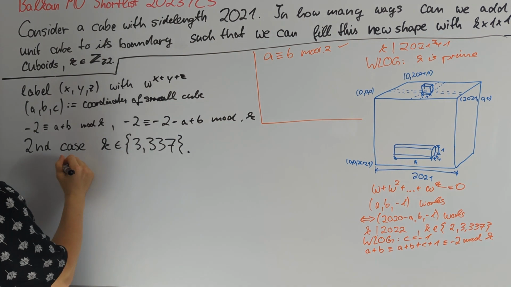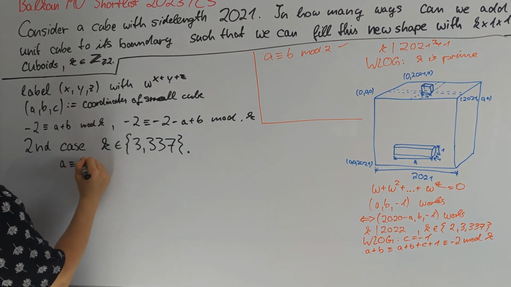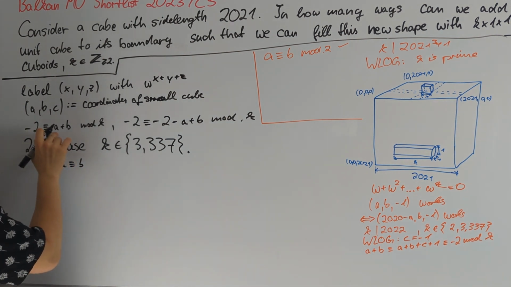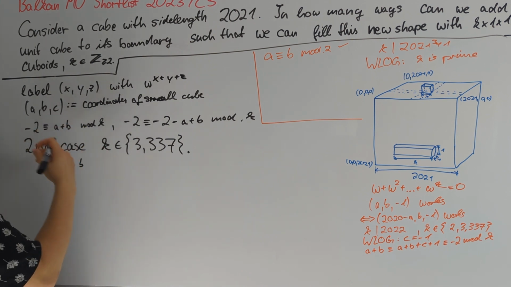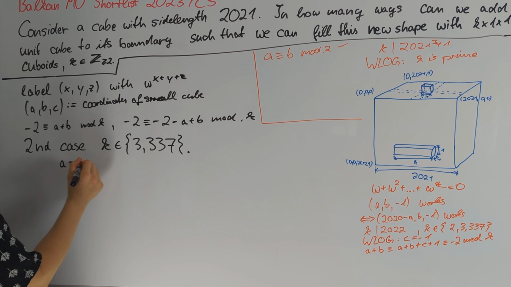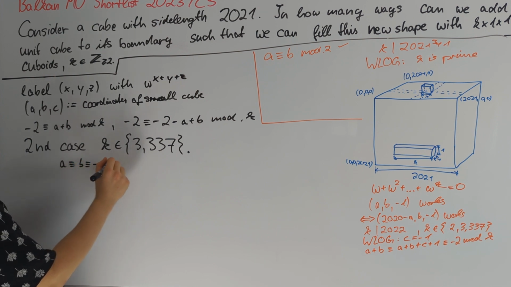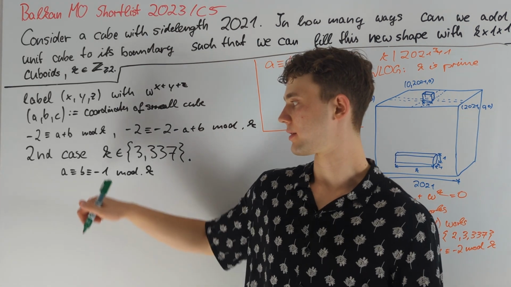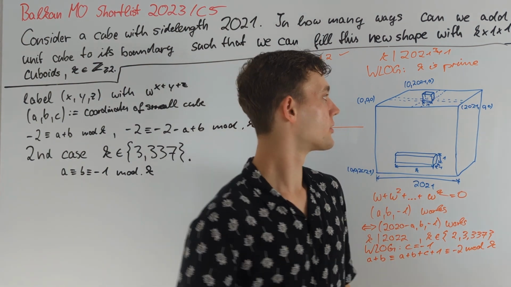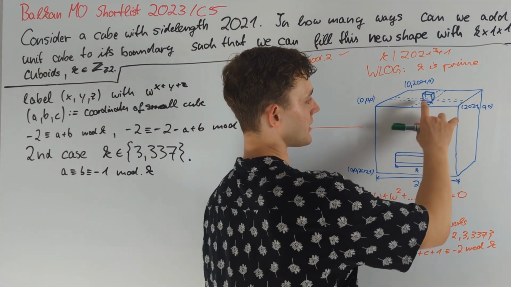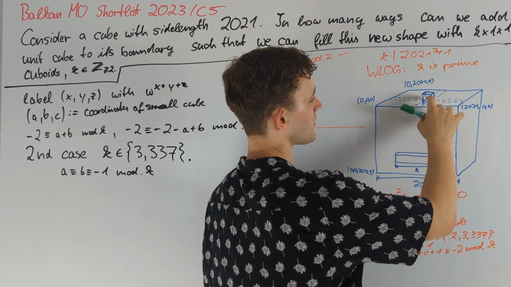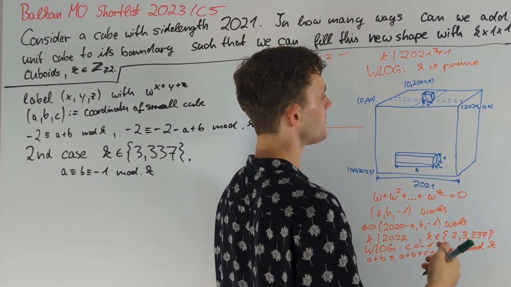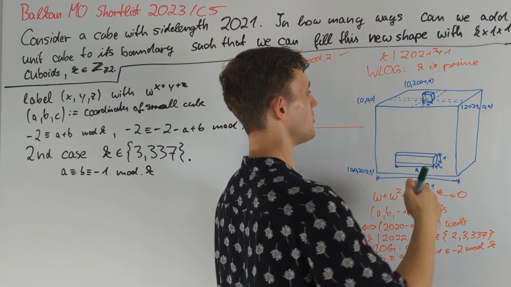We are left to deal with the case that k is 3 or 337, and here we also obtain that a is congruent to b modulo k, but then we also have minus 2 is congruent to 2a modulo k, and we can divide by 2, and so we get a congruent to b congruent to negative 1 modulo k. Let's confirm that this indeed works. The first step is to notice that there is a unique cuboid inside this figure that covers our added cube, and so we must place a cuboid in that position.